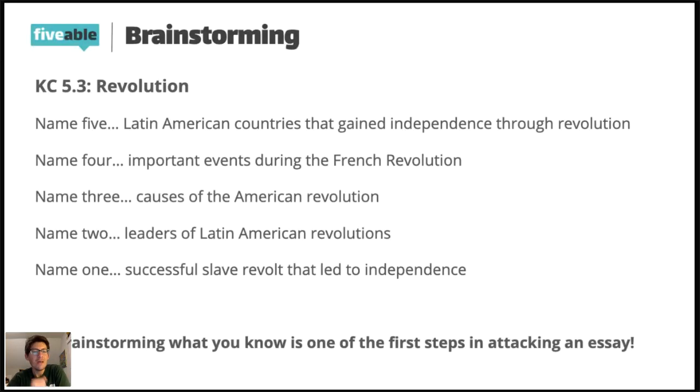Lastly, one successful slave revolt that led to independence. That's Haiti, right? So, we're thinking about this time period. We're thinking about the period 1750 to 1900, and predominantly with American revolutions or Atlantic revolutions, about 1750 to 1825, 1830 or so. Knowing, trying to come up with whatever we can quickly is going to let us start writing a little bit faster.